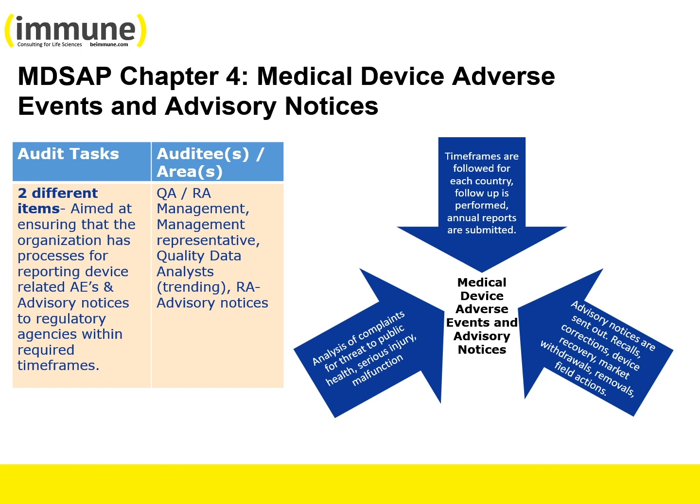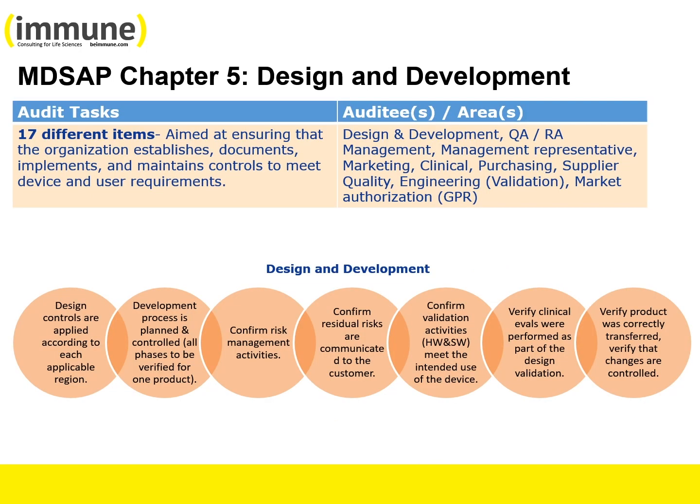Let's talk about design and development. Chapter 5 focuses on 17 different items aimed at ensuring that the organization establishes, documents, implements, and maintains controls to meet the device and user requirements. Within this chapter, there may be employees from the design and development teams, quality assurance and regulatory affairs management, the management representative, marketing personnel, clinical personnel, purchasing personnel, supplier quality, engineering, and marketing authorization personnel involved.